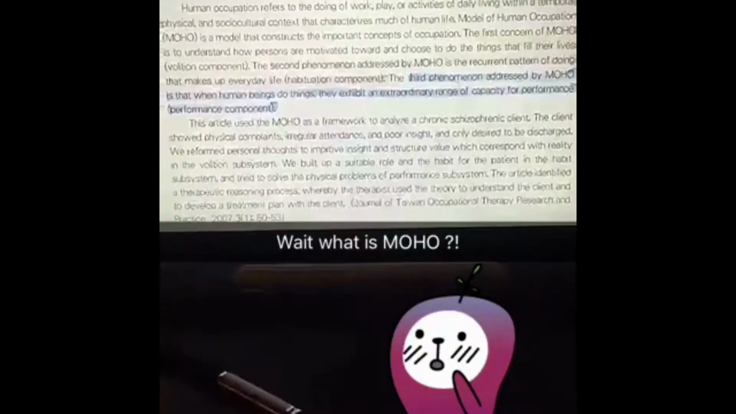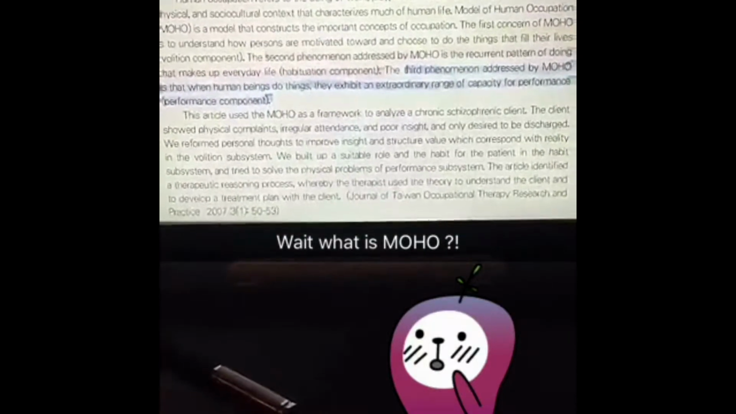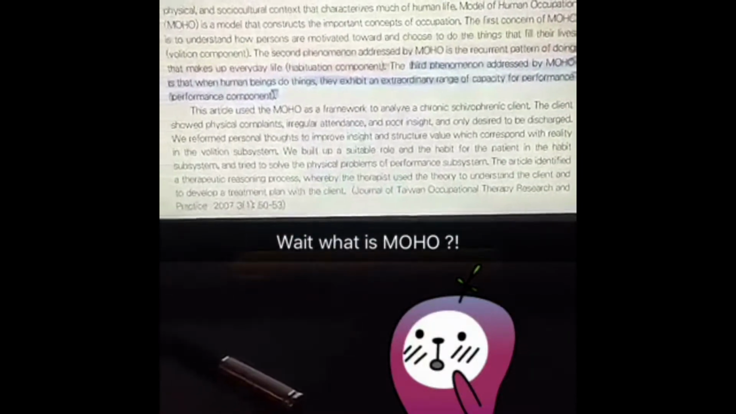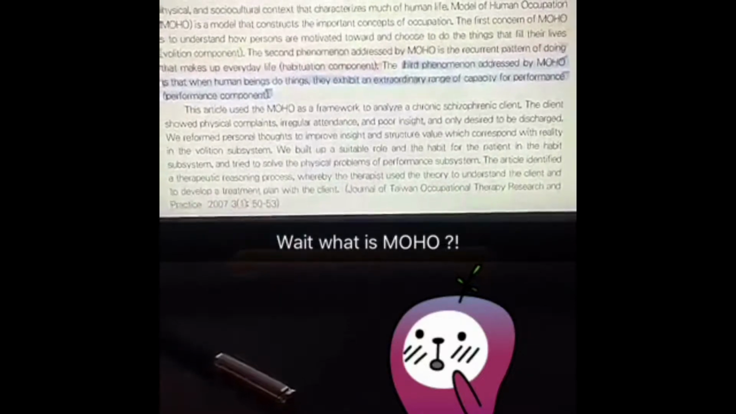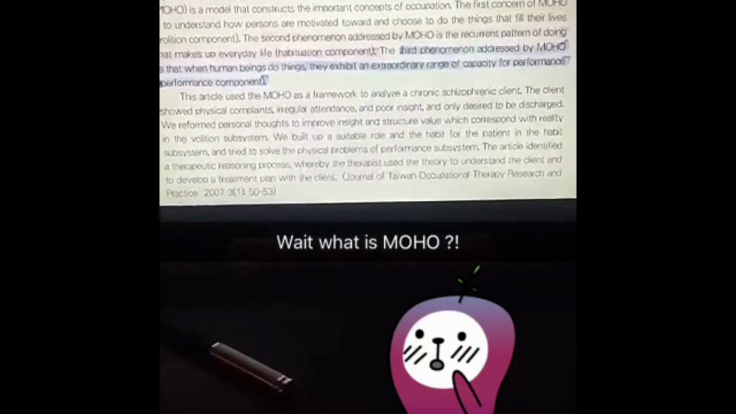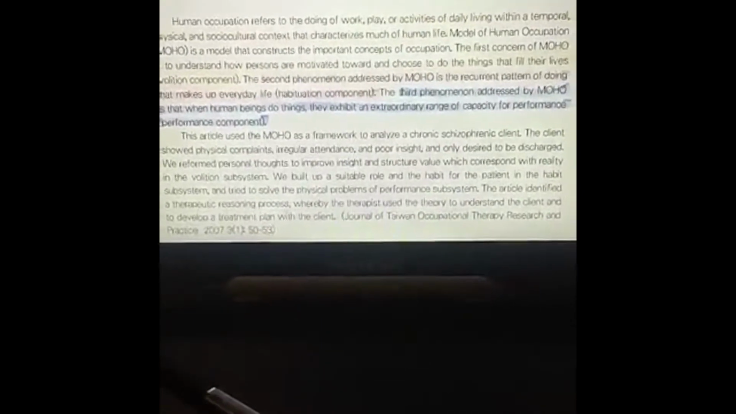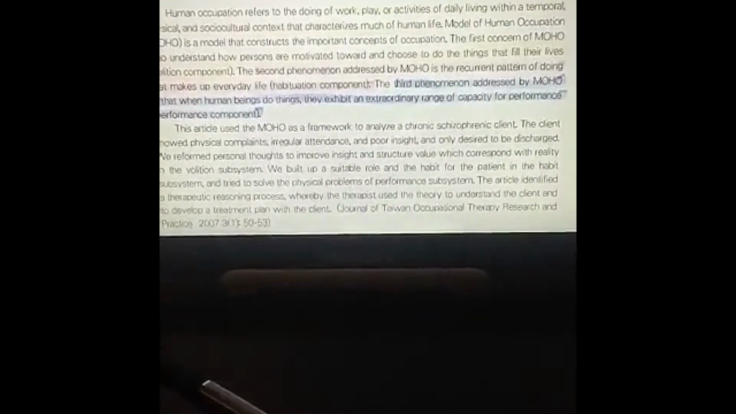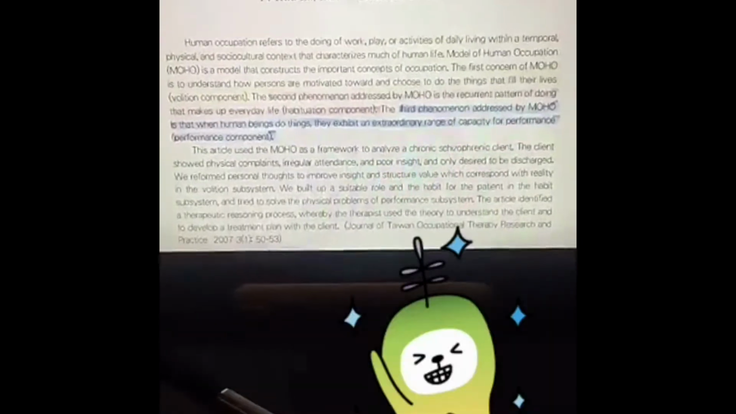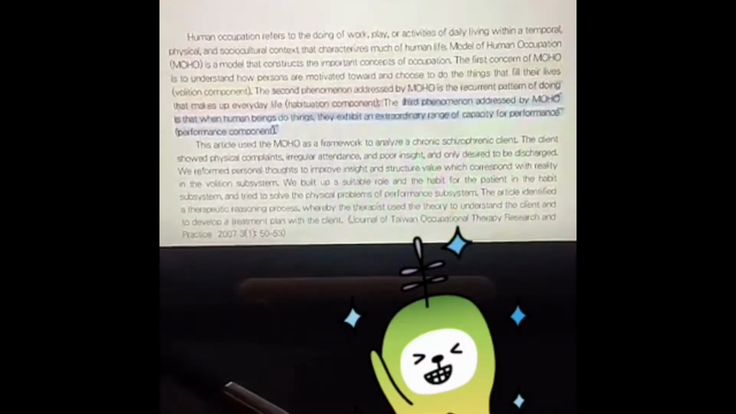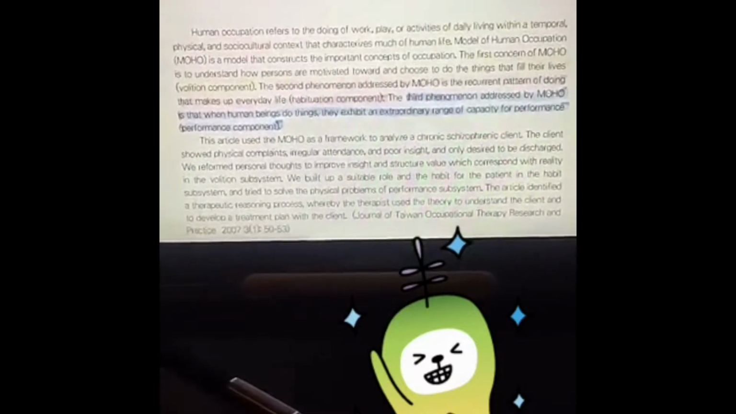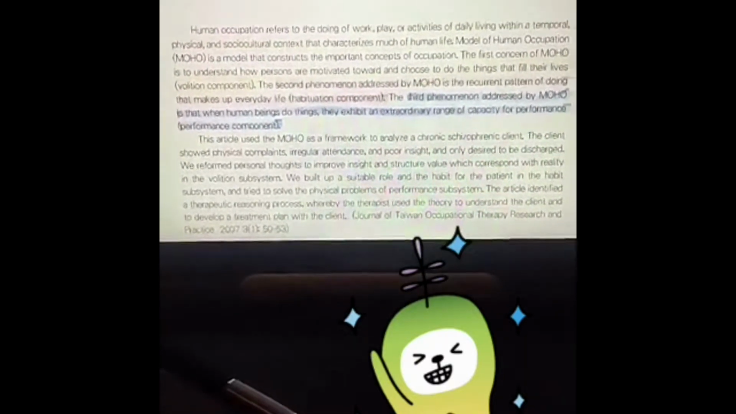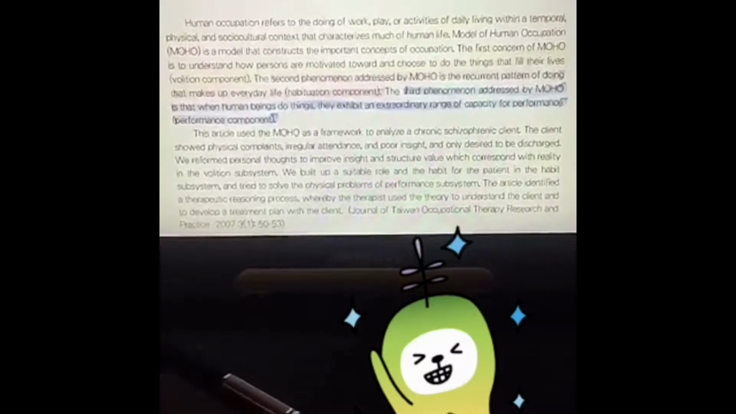The main approach we use when dealing with schizophrenic patients is the model of human occupation because of three phenomena. Firstly, the model of human occupation is a model that constructs the important concepts of occupation like work, play, or activities of daily living within a temporal, physical, and socio-cultural context that categorize much of human life.